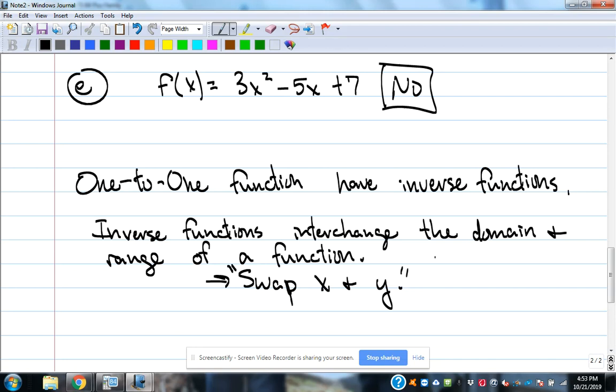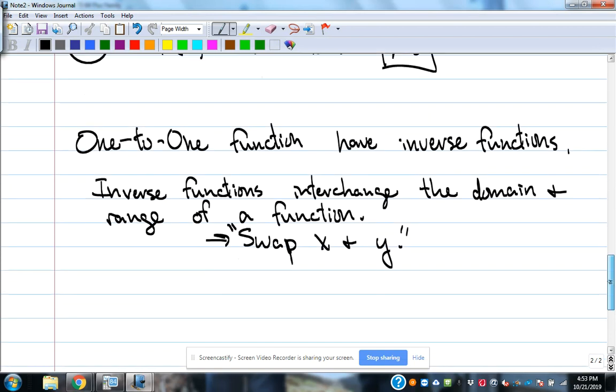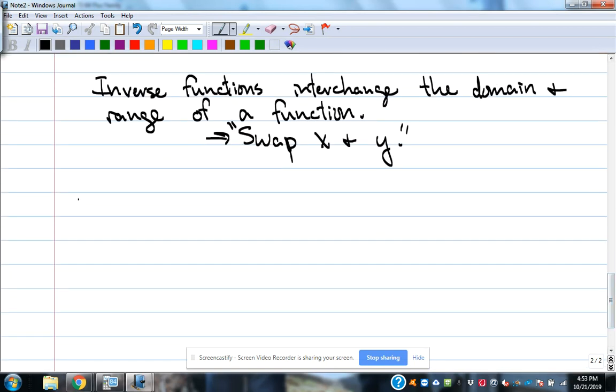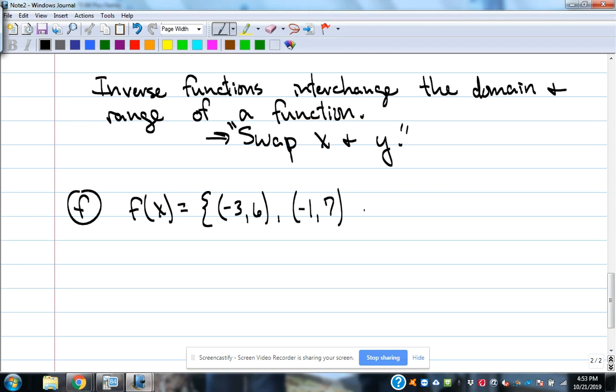When you talk about a function in its most basic form, example F, let's say we had a list of ordered pairs. Something like (-3, 6), (-1, 7), (2, 13), and maybe (5, -8). That's a one-to-one function, just a set of ordered pairs. There's no repeated x's, there's no repeated y's. So it is a one-to-one function.